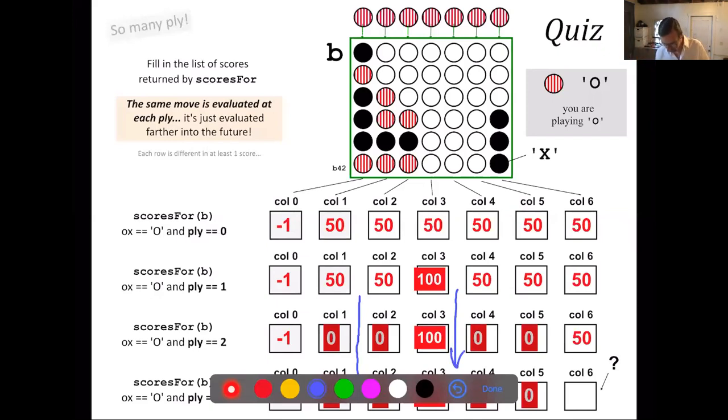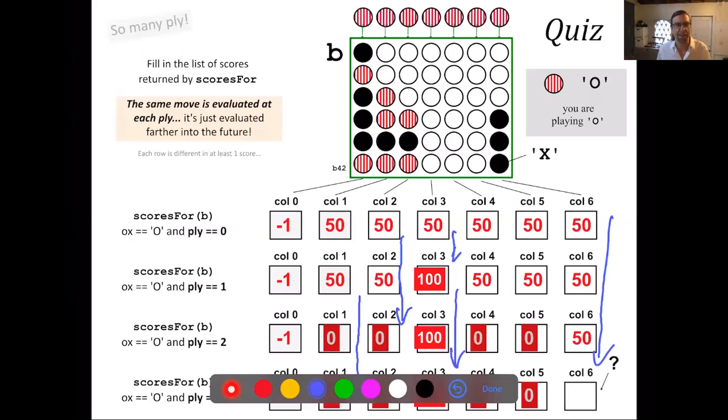This 50 turned into 100 after one move. This 50 turned into a zero after two moves. So the question is, when does this 50 turn into a zero or a 100? And Nick's got his hand up. Does it turn to 100? Yeah, why did it turn to 100? Because if you go column six, they're going to have to go column three, and then you go column three again, and you win. Yep, good.